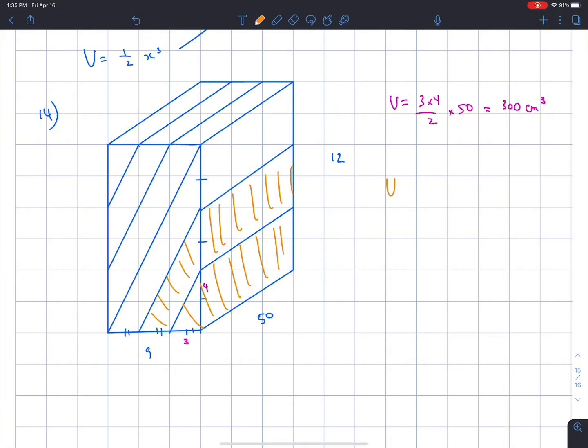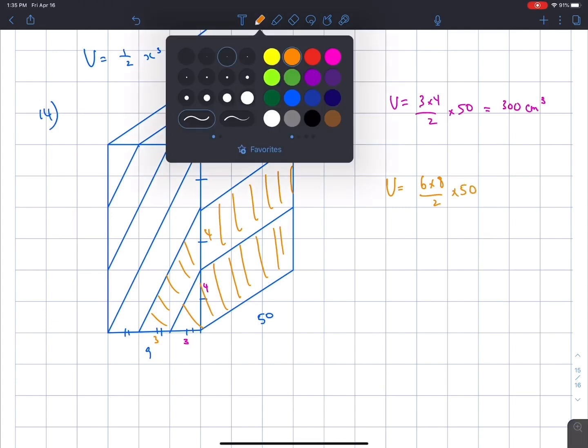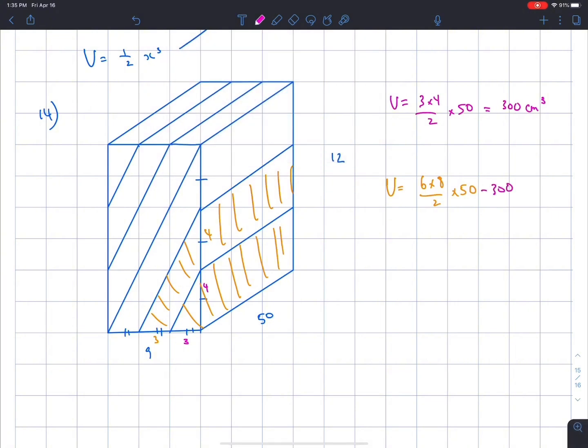So the volume of the second or the middle piece is going to be, this is 3, this is also 3, that's 4, that's also 4. So the triangular base is going to be 6 times 8 divided by 2, right? Just a triangle, base times height divided by 2, and then times the height of the prism minus the pink piece. The pink piece we just calculated to be 300, and that would give us the volume. 6 times 8 divided by 2 times 50 minus 300, so that's 900 centimeter cube.